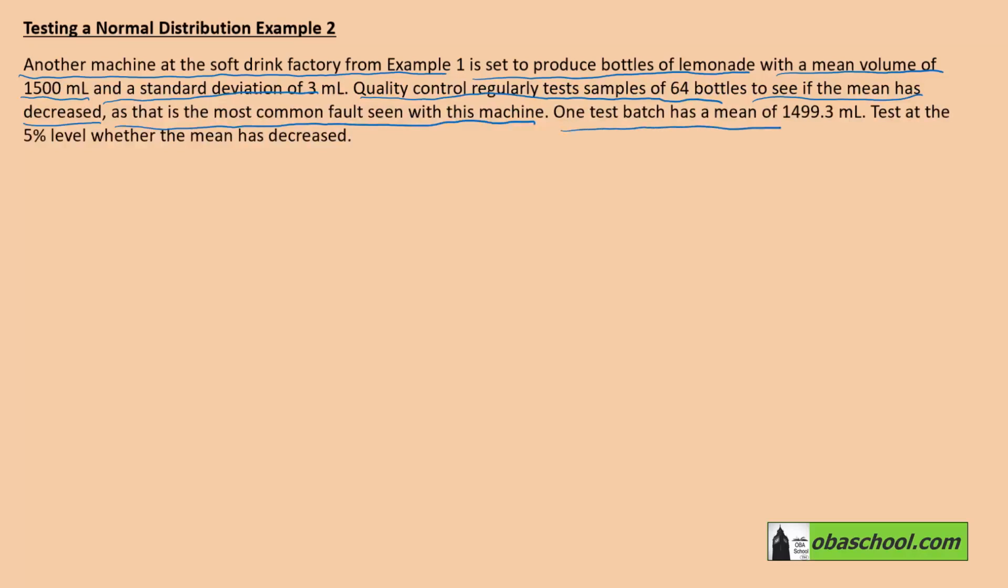One test batch has a mean of 1,499.3 millilitres. Test at the 5% level whether the mean has decreased.